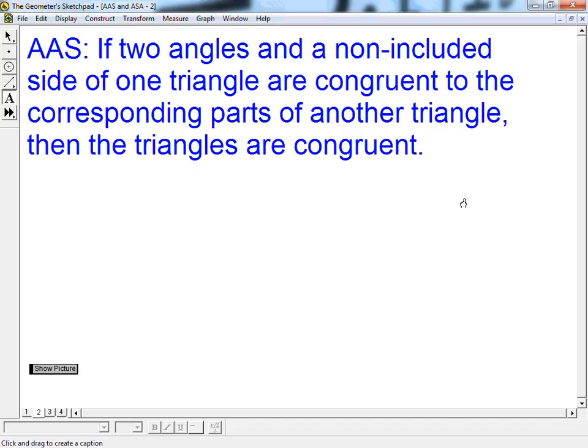So if two angles and a not included side, yesterday we talked about the included angle for side angle side. We talked about the included angle, which was the angle between the two sides. So a non-included side would be the side that is not between the angles. And then like I showed you guys.